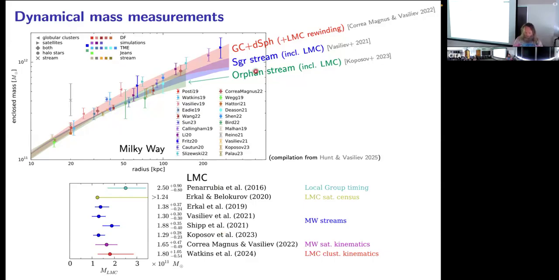Two of them were based on streams: the Orphan stream that I talked about first, and the Sagittarius stream that I talked about next, and then the most recent one is this latest one. The red one is the study that I just talked about, looking at the dynamics of Galactic satellites. They all agree more or less. Neglecting the LMC would shift this slightly up, although on this scale it might not be so noticeable, because the uncertainty of the measurement of the Milky Way mass is still considerable, let's say 10-20%, at least. And the LMC mass, by the way, also comes from different studies, and they all converge more or less on the same mass range. I said it's between 1 and 2 times 10 to the 11 solar masses.